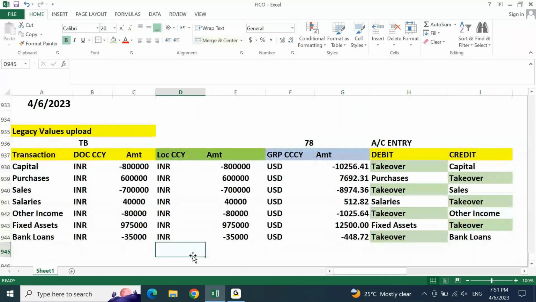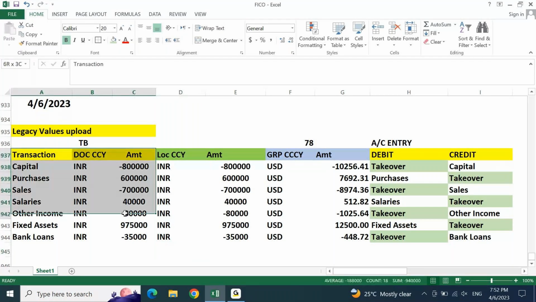Now, basically what will happen is that when you're in a project, especially an implementation project or a rollout project, at the end you will have to migrate your client legacy data into the SAP system. For migrating your client legacy data into the SAP system, you need a trial balance. And this is how you will get a trial balance from your client.